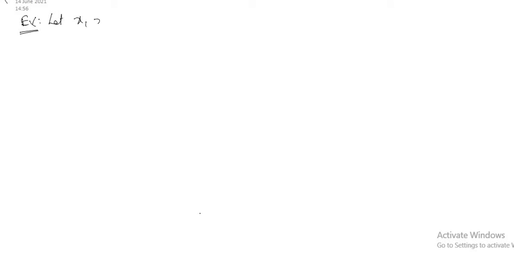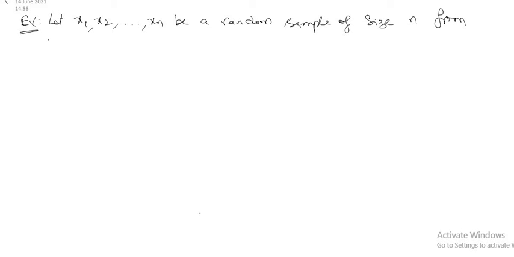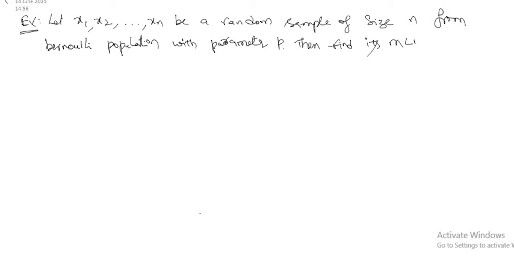Let x1, x2, and so on xn be a random sample of size n from a Bernoulli population with parameter p. Then find its MLE, maximum likelihood estimator. Solution.